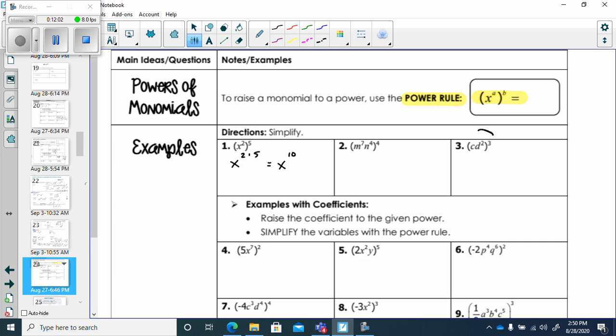How about this one? I'm going to distribute this 3. Now let's remember, the c by itself means c to the 1st power. That would give me c to the 1 times 3, d to the 2 times 3. That's c to the 3rd, d to the 6th.